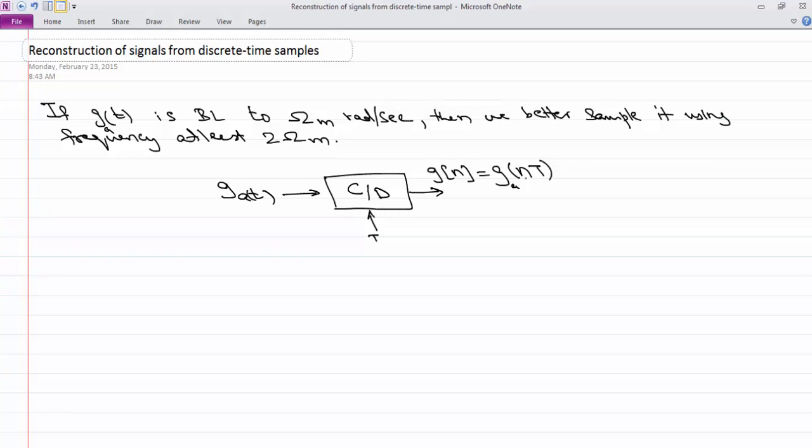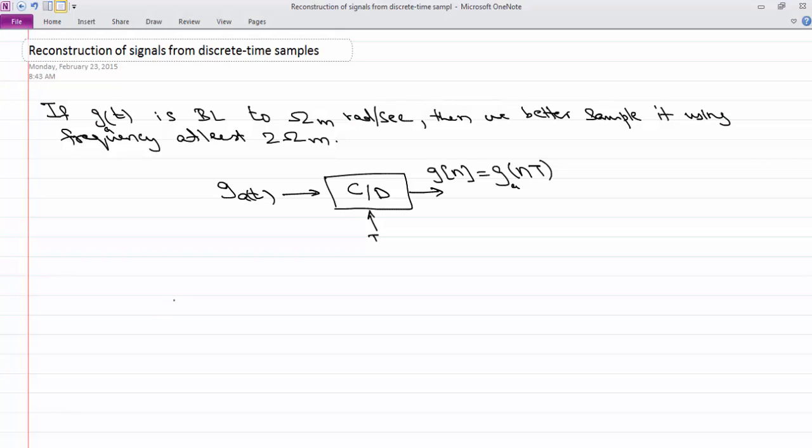That is something that arises, for example, in any recording that you do with respect to voice, speech, songs. You record these signals, and then at the end of the day, you are interested in playing them back. You are interested in reconstructing them in continuous time. So how do we do that? That's the focus of this lecture.